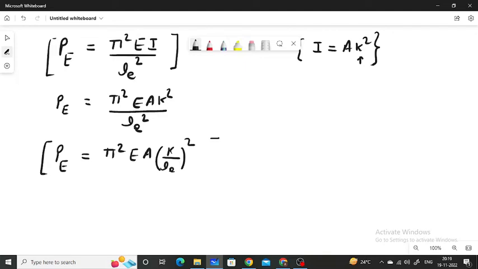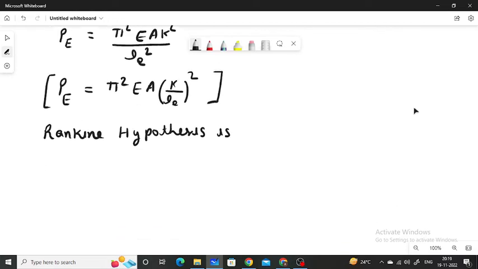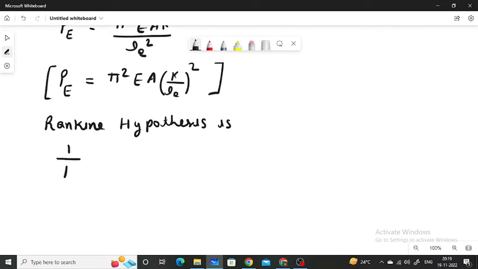Now, according to the Rankine hypothesis, failure in a medium column will occur at the load P, in that case 1 by P is equal to 1 by failure due to the crushing load plus 1 upon failure due to the buckling load.